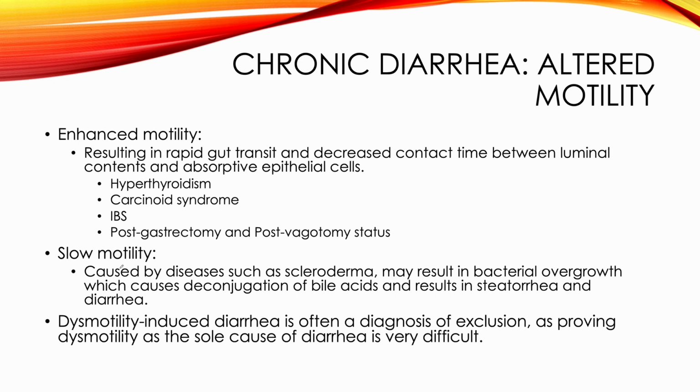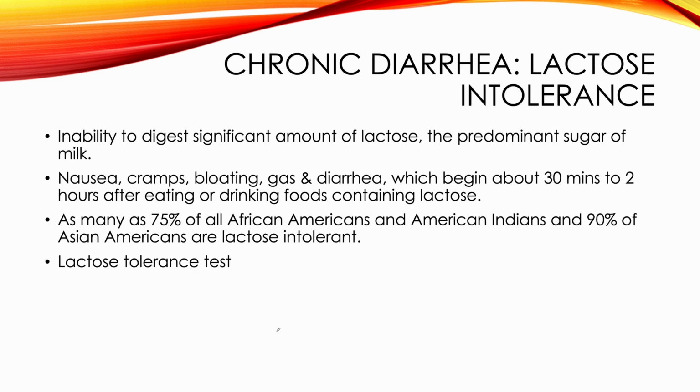There are diseases of slow motility like scleroderma, but these result in bacterial overgrowth, and that causes problems with diarrhea. It is actually hard to diagnose this dysmotility-induced type of diarrhea, so it's usually a diagnosis of exclusion. Lactose intolerance, we've talked about that in a different lecture, but it is a major cause of chronic diarrhea. So one of the things you should do on an initial evaluation for chronic diarrhea is have the patient log their foods, log what they're taking, and even try a lactose test, where you take out dairy in their food and see if their diarrhea subsides, right? That's something else to consider.